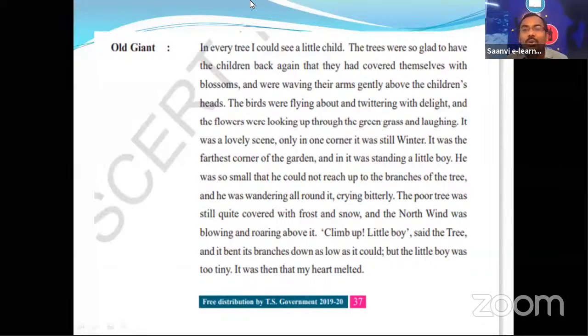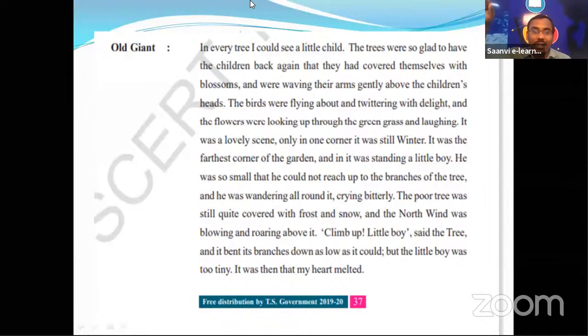When your mother feels a lot of happiness, maybe you show your progress card to her, then you got first rank. "Oh, my child," she pats on your head with her hand, just like that. Just like that, the trees were waving their arms, maybe branches, maybe leaves, gently above the children's heads. The birds were flying about and twittering with delight.